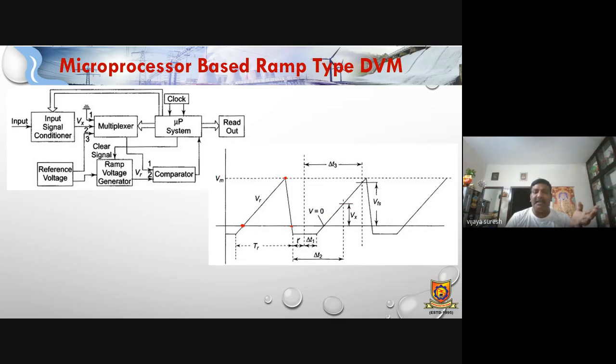Here VM is the maximum voltage. During this minimum to maximum, the voltage will rise to the maximum value. This is nothing but the ramp voltage. This ramp voltage will rise to the full scale reading, where VM is the full scale reading. So up to full scale reading, we can vary.